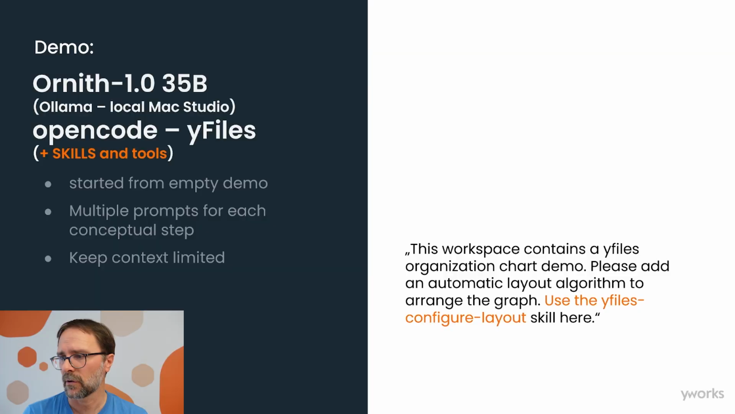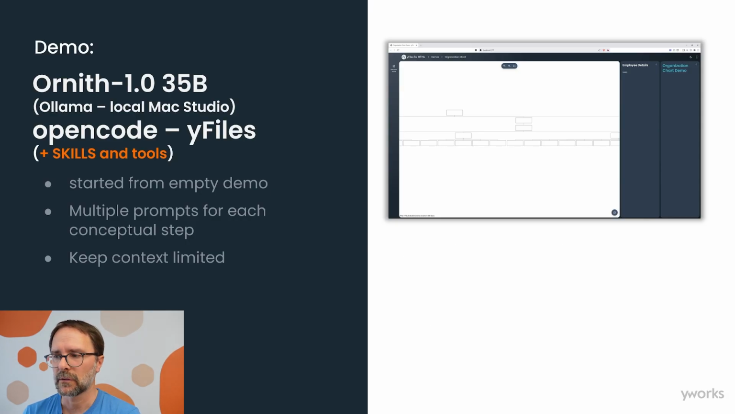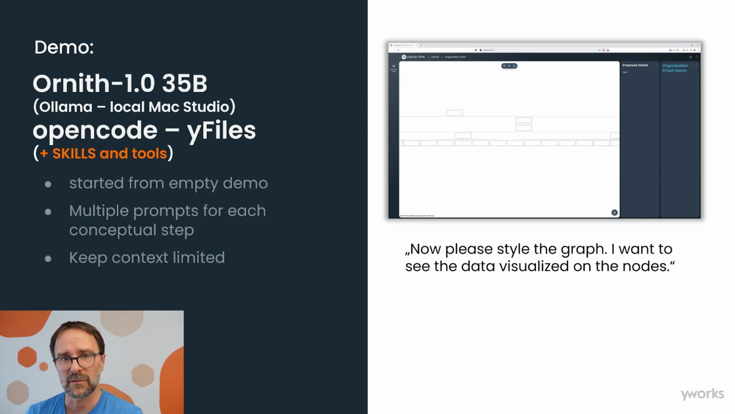So we started with a prompt like this. Here's the workspace. Use the yFiles configure layout to come up with a layout, and it actually identified the structure correctly and applied the layout. So this is incrementally working on existing code. So it first had to understand the code that I gave it, understand the data, use the skill, and then apply the right configuration.